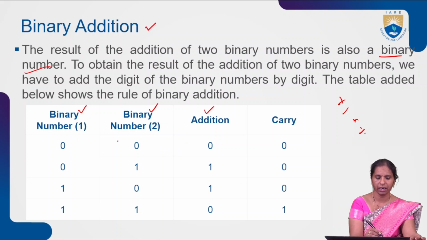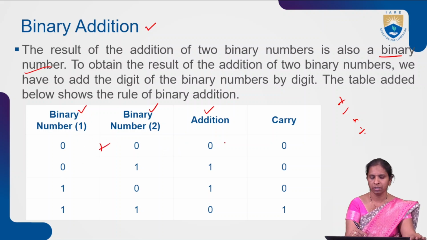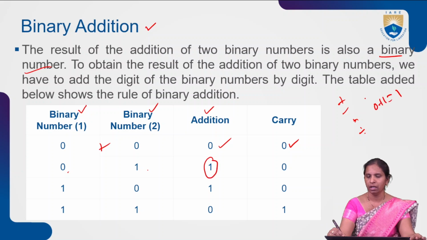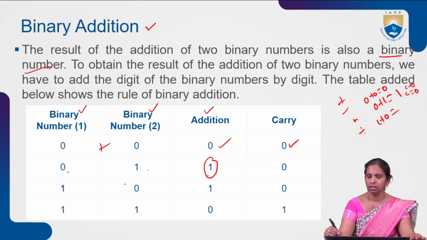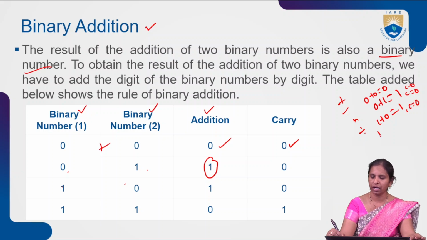For example, if you add 0 plus 0, what you get is 0 and the carry is 0. And if you add 0 and 1, the addition is 1. So 0 plus 1 equals 1, and 0 plus 0 equals 0, and here the carry is 0 and here also the carry is 0. Next, 1 plus 0: when you add these two digits, the result is 1 and the carry equals 0. And if you add the two digits 1 and 1, so 1 plus 1, the result is 0, but here the carry equals 1.